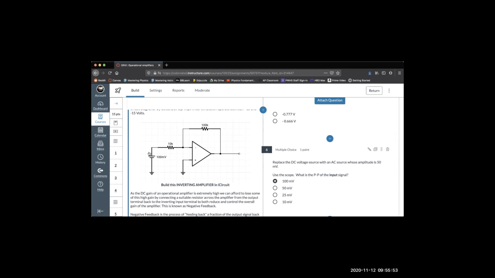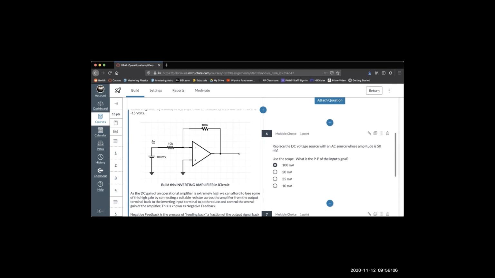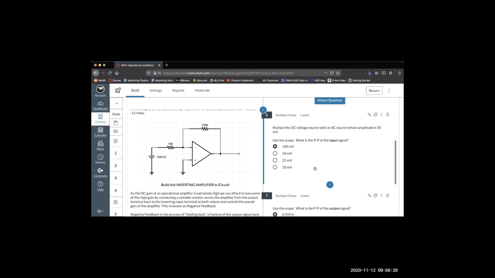Our op amps work for DC, and they also work for AC. That works out really well for, oh, shoot. There we go. And when you use the scope with an AC signal in, it turns out to be a 100 millivolt swing on the input, because I asked you here to make the AC source 50 millivolts. So that means it goes 50 millivolts positive, 50 millivolts negative. That means the full swing is 100 millivolts. So I could answer that one without even building the circuit.